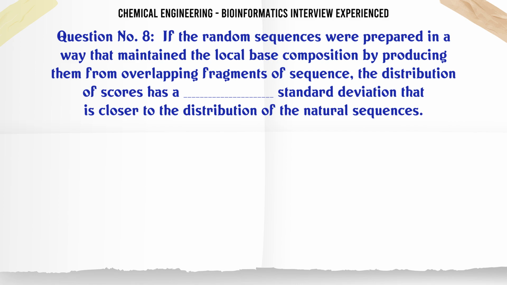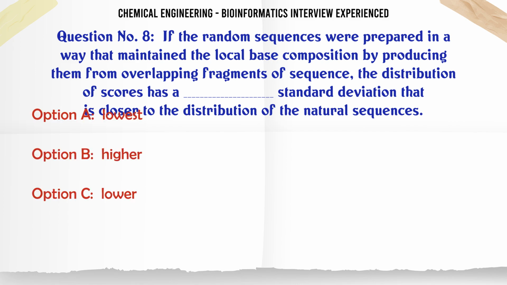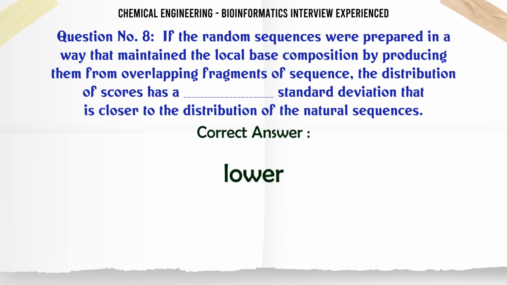If the random sequences were prepared in a way that maintained the local base composition by producing them from overlapping fragments of sequence, the distribution of scores has a standard deviation that is closer to the distribution of the natural sequences. A. Lowest. B. Higher. C. Lower. D. Moderate. The correct answer is lower.